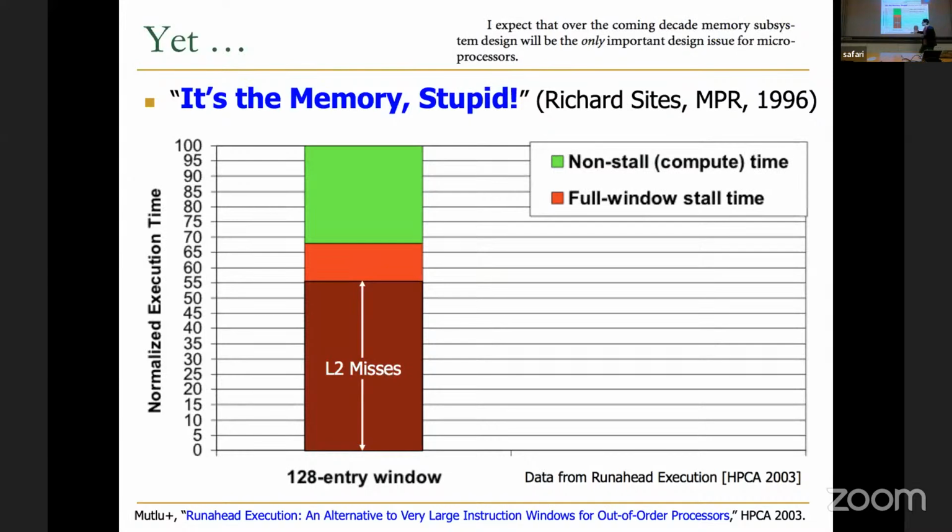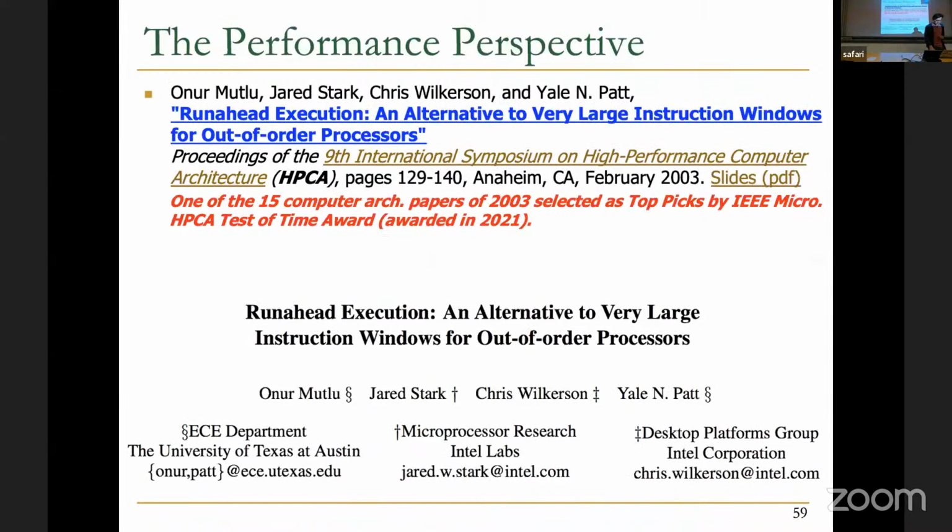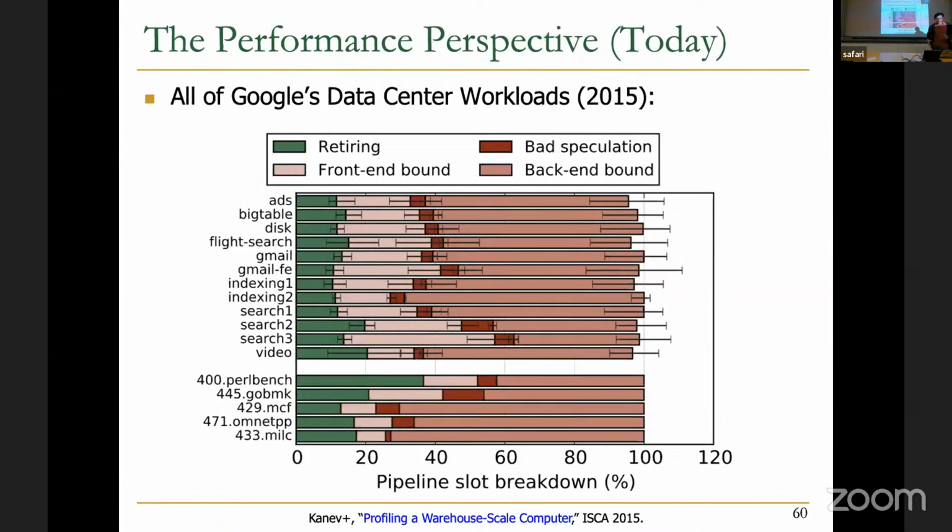Right? That's why all this fraction of the execution time, more than 55%, was spent on L2 misses. Right? And this is the paper, the run-ahead execution from 2003. But from 2003 until now, things have not gotten better, right?